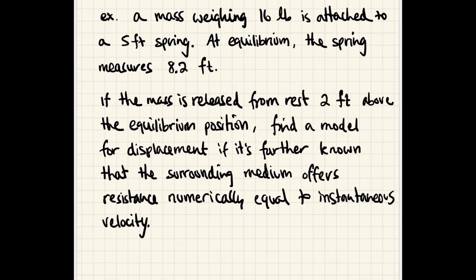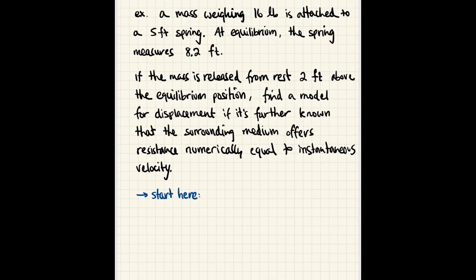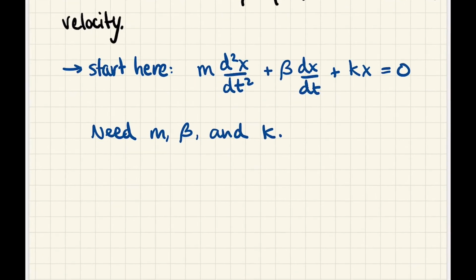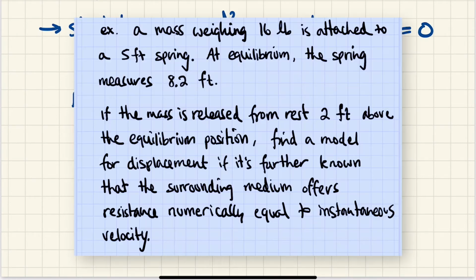But let's figure out the model, right? So we want x of t. So let's start with, we know that m times the second derivative of x plus beta times the first derivative of x plus kx is equal to 0. So yeah, we need our m, beta, and k. And remember, once we've solved the differential equation, we're going to have C1 and C2, which we'll use the initial values to determine. So it may not be clear right away which ones are initial values and which ones are information about the system, but we will figure that out as needed.